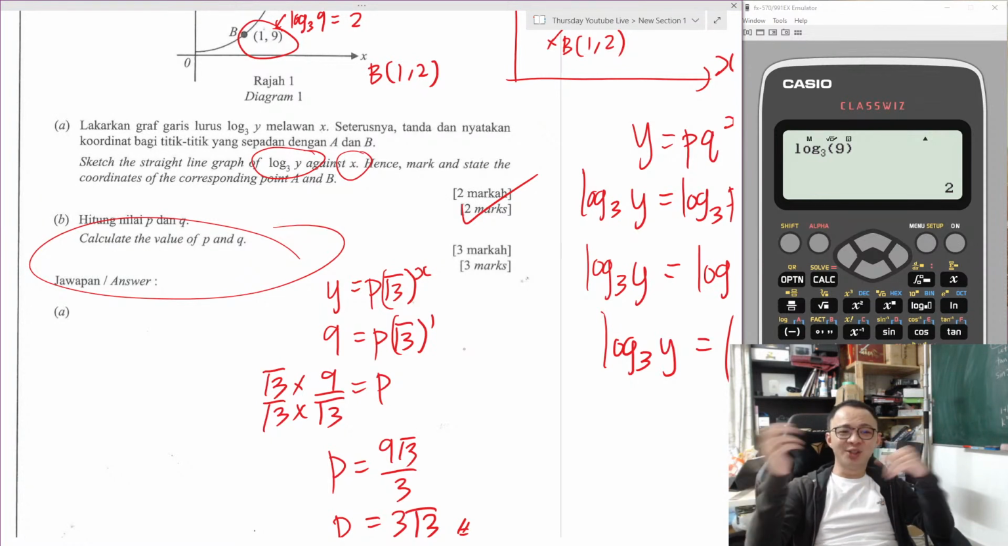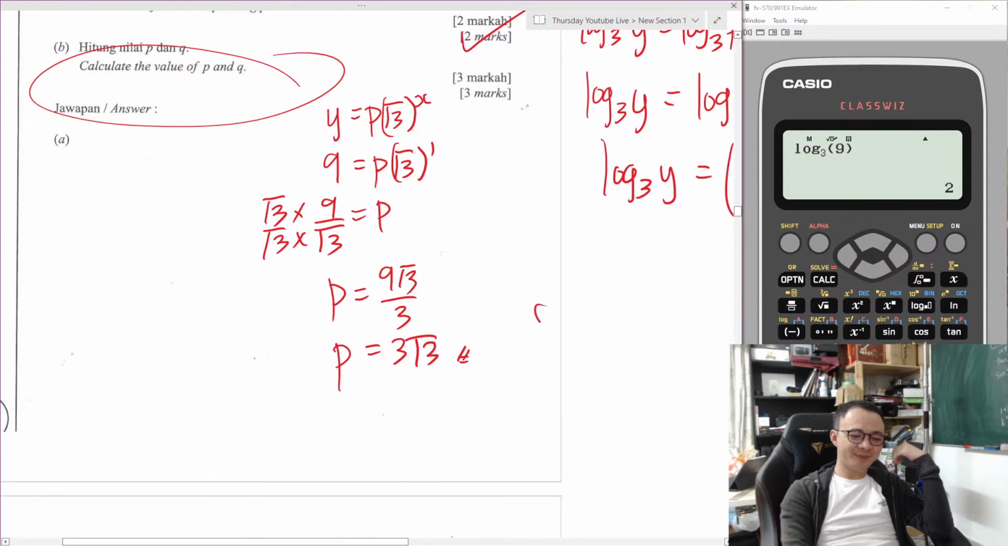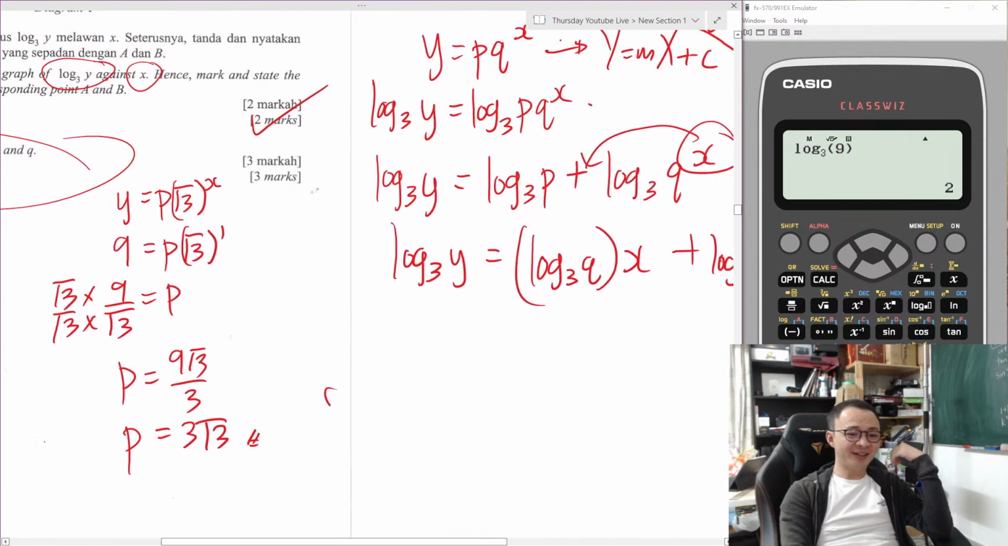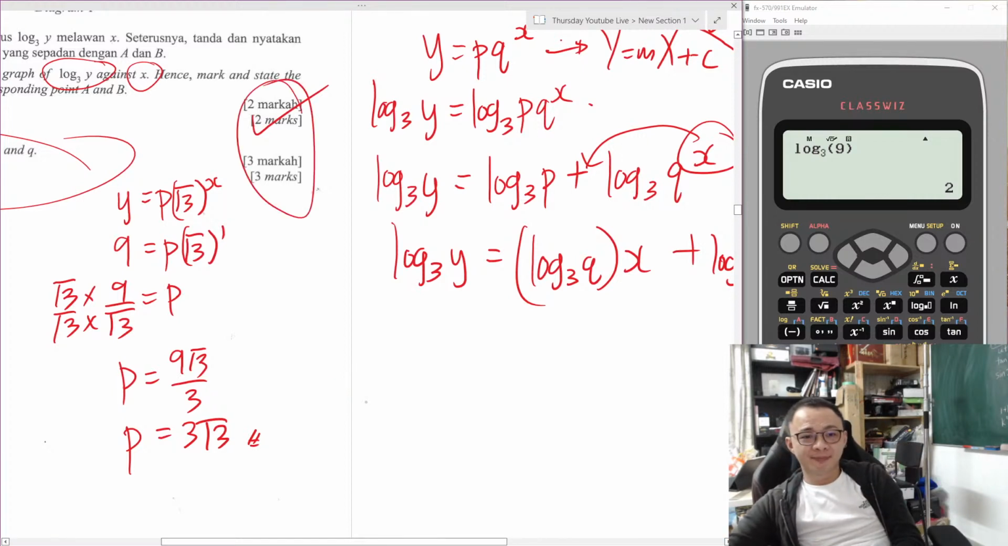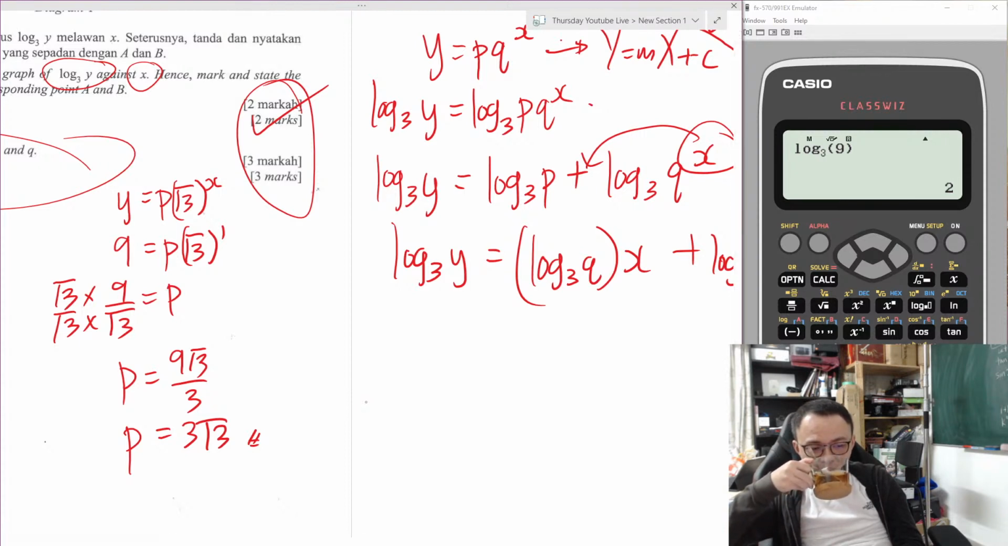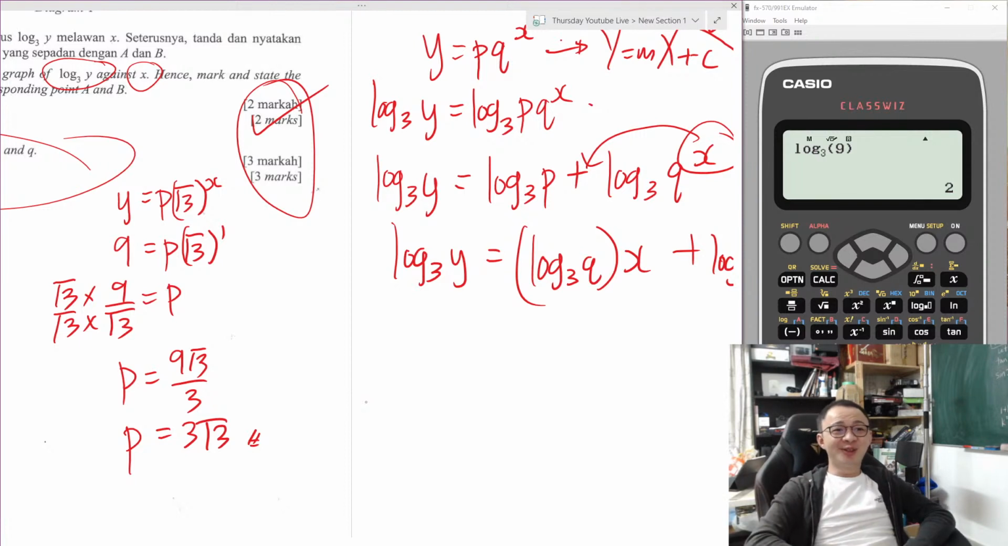Yeah, so for question A, don't need to plot the y-intercept. 2 marks only, unless more than 2 marks. And normally, the y-intercept, they will say in the question. Okay? Any question you want to ask here? I hope all of you can understand this linear law 5-mark question. It's not too bad. Alright, if there's no questions, let's move on.